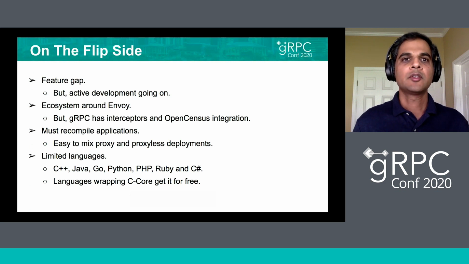The language support may be an issue for you. We already support C++, Java, Go, Python, PHP, Ruby, and C#. Any gRPC implementation that wraps C core, for example Python, gets xDS support for free. Such an implementation just needs to upgrade its core version.